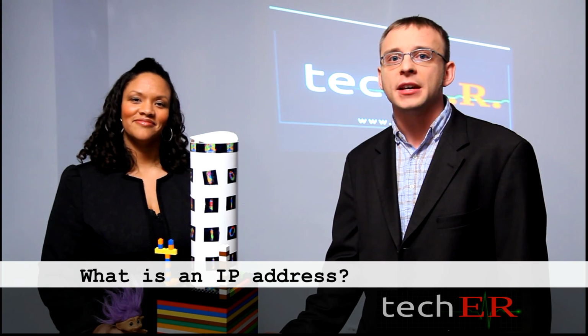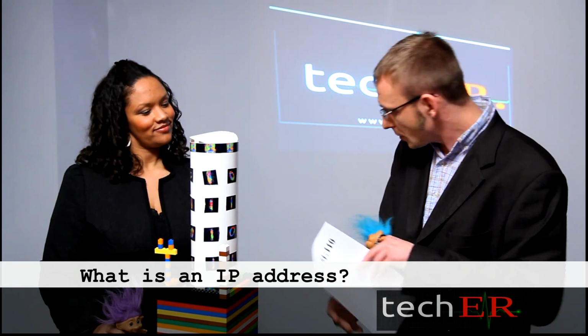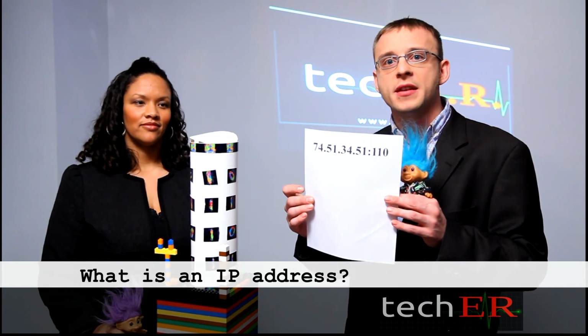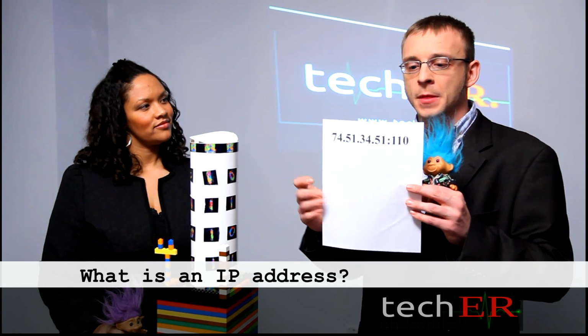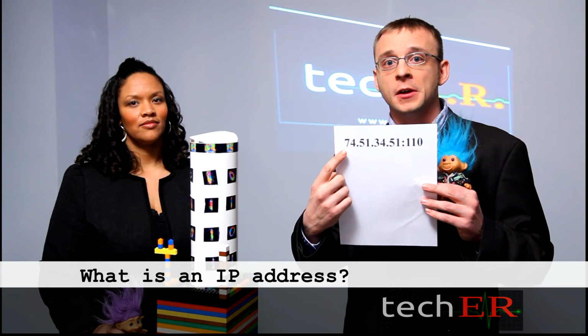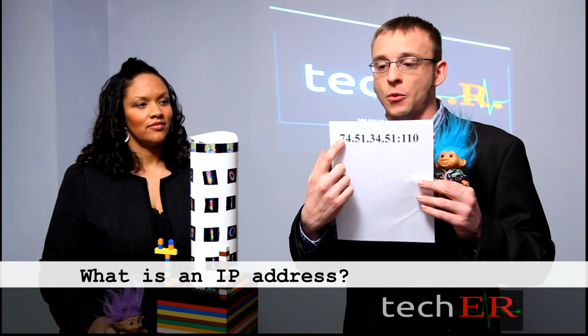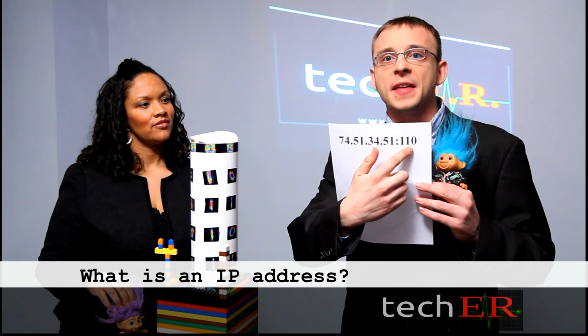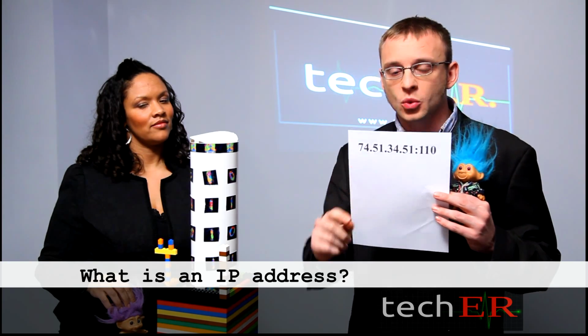An example of an IP address is this: 74.51.34.51, port 110. Do you see the 5 parts? The public IP address is the first 4 numbers. The 5th after the colon is the port number, which we will get to in a minute.